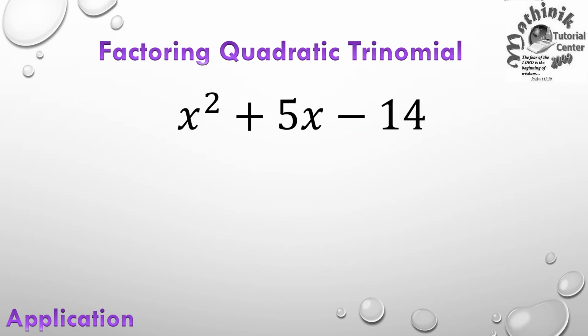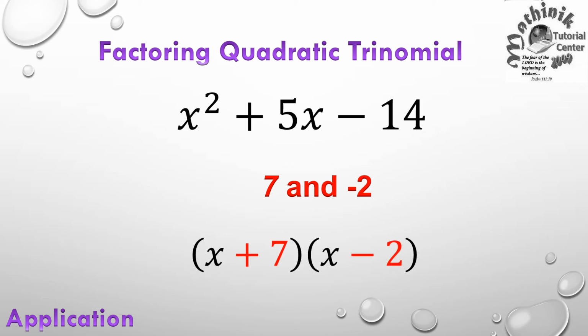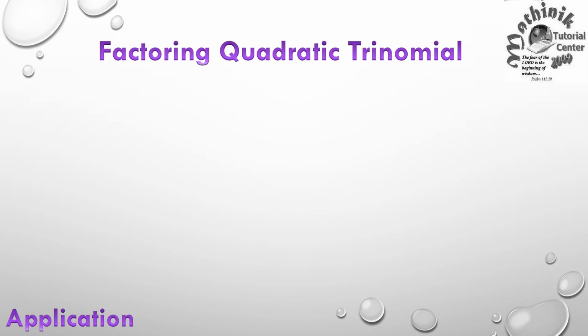x squared plus 5x minus 14. So think of the two numbers whose sum is 5 and whose product is negative 14. These are 7 and negative 2. So what are the factors? x plus 7 times x minus 2. Try to check again whether your answer is correct. Multiply the two binomials. Let us have one more example.